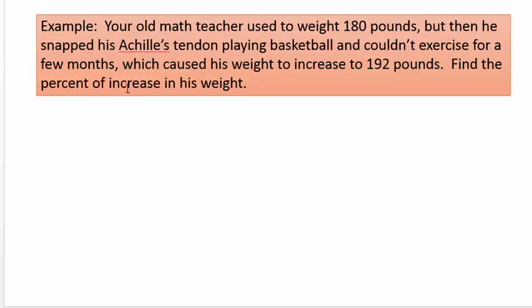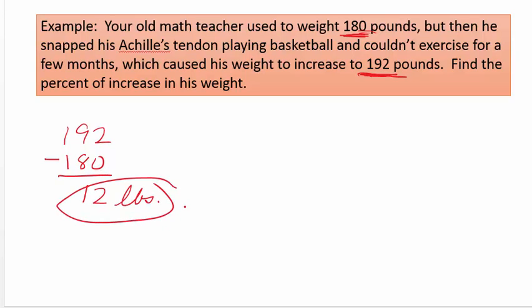I used to weigh 180 pounds, but then I snapped my Achilles tendon playing basketball. I couldn't exercise for a few months, so guess what? My weight increased to 192 pounds. So I used to weigh 180, then it went up to 192. Find the percent of increase in my weight. Well, if I used to weigh 180 and it skyrocketed up to 192, I bet you all agree that I gained 12 pounds. That was my increase, right? 12 pounds was the increase.